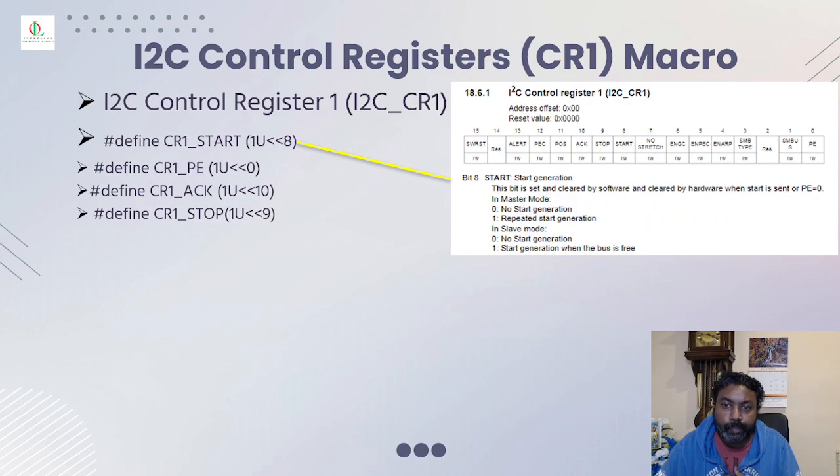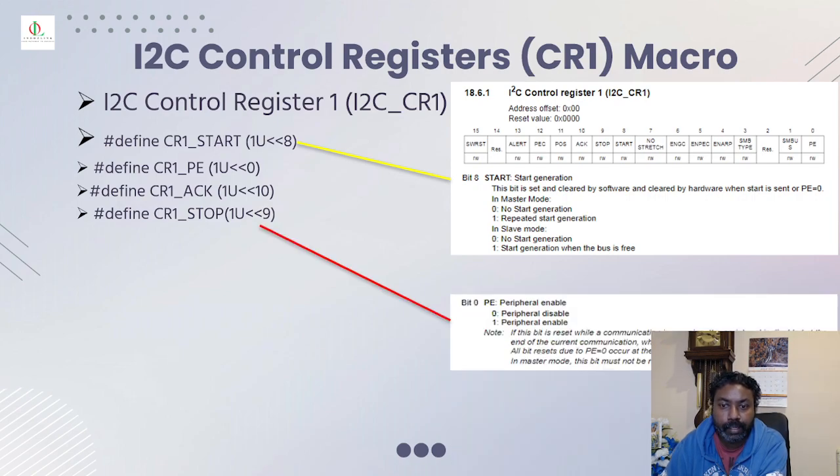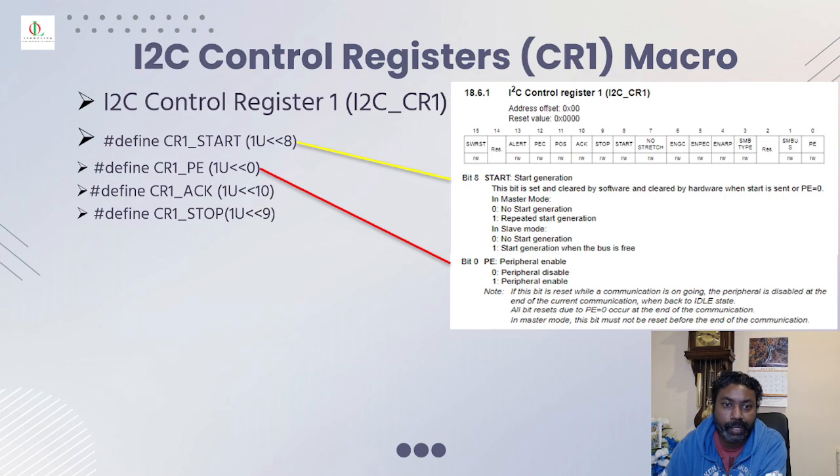So that's the 8th bit as a start bit. In the master mode, you have to set this as a start condition. Once that is set, you need to use the peripheral enable. You need to enable this peripheral: 1 is enabled, 0 is peripheral disabled. You have to set all of this when the peripheral is disabled.